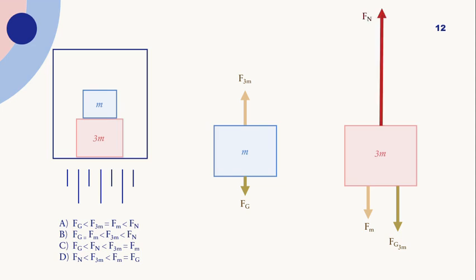Now that we've done this, it's pretty easy to see how we should rank the forces. F sub g is the smallest, F sub m and F sub 3m are equal in magnitude, and F sub n is the largest. So our answer will be choice A.